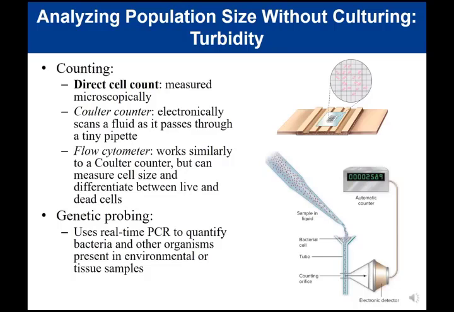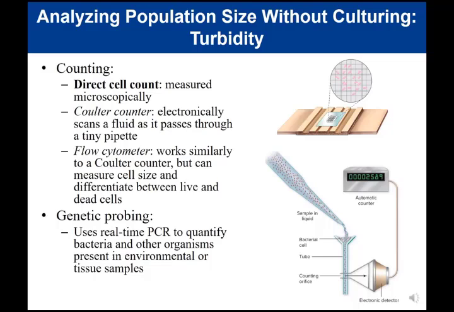We also can have a flow cytometer. A flow cytometer works very similar to a Coulter counter. You're still going to pass the sample through a narrow tube, but the flow cytometer does several other things. It can measure cell size. It's able to differentiate between living and dead cells. And we will talk more about flow cytometers when we look at our white blood cell counts.